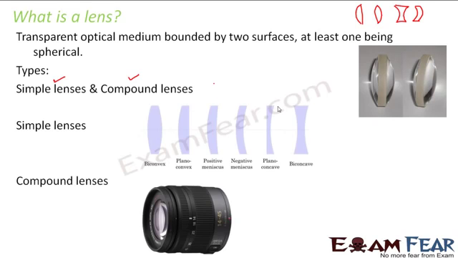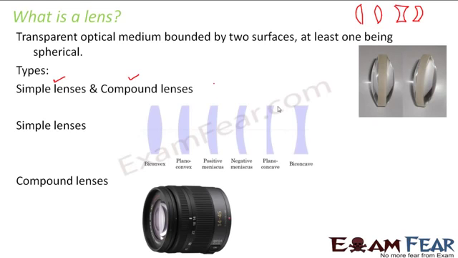And what are compound lenses? They are nothing but combinations of simple lenses. That means two or more simple lenses when combined together form a compound lens. You generally see these compound lenses in the lenses used in cameras or video recorders. So in things like that you have compound lenses, an arrangement of combinations of simple lenses.